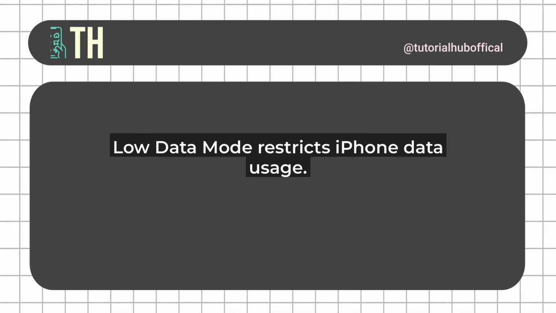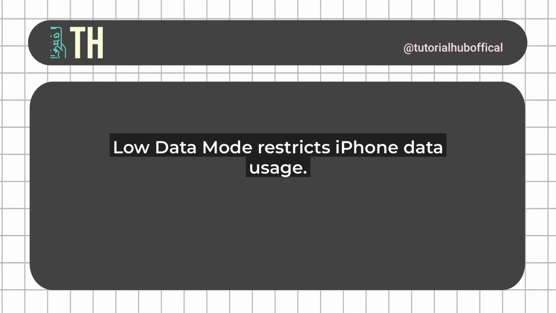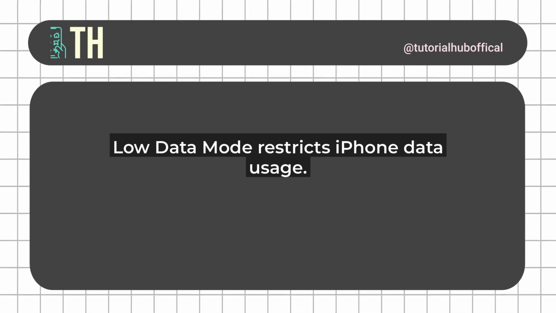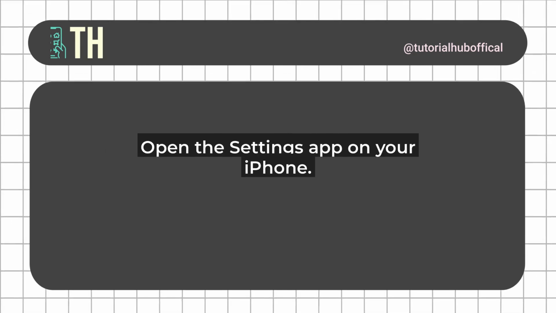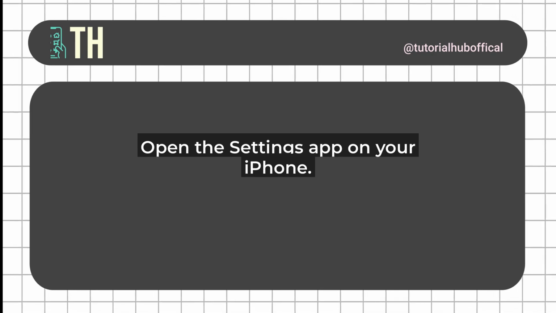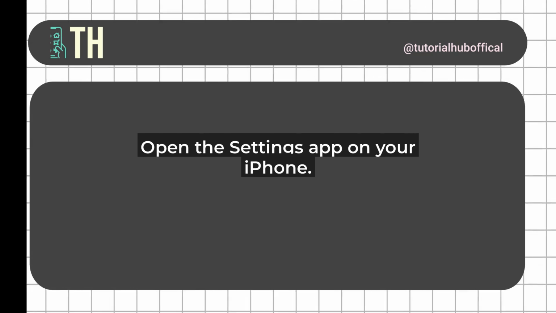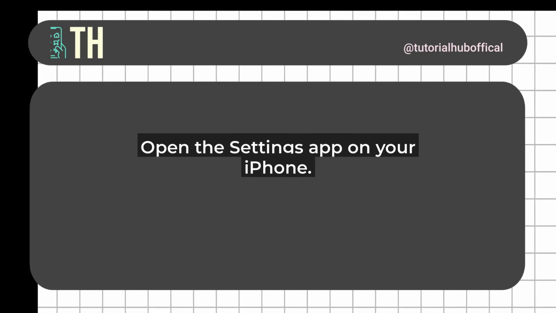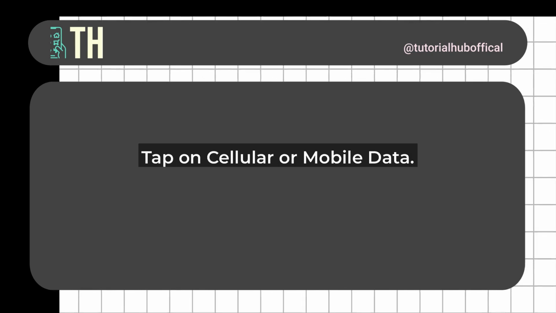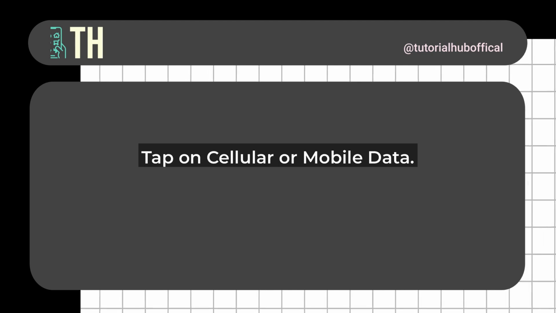Today, we're diving into something that's been bugging a lot of iPhone users: how to turn off low data mode on your iPhone in 2025. If you've noticed your device is slowing down your data usage, restricting background apps, or just not loading videos as smoothly as you'd like, low data mode might be the culprit. It's a handy feature for saving data when you're on a limited plan, but sometimes you need to switch it off for full-speed access. Don't worry, I'll walk you through this step by step in under 2 minutes.